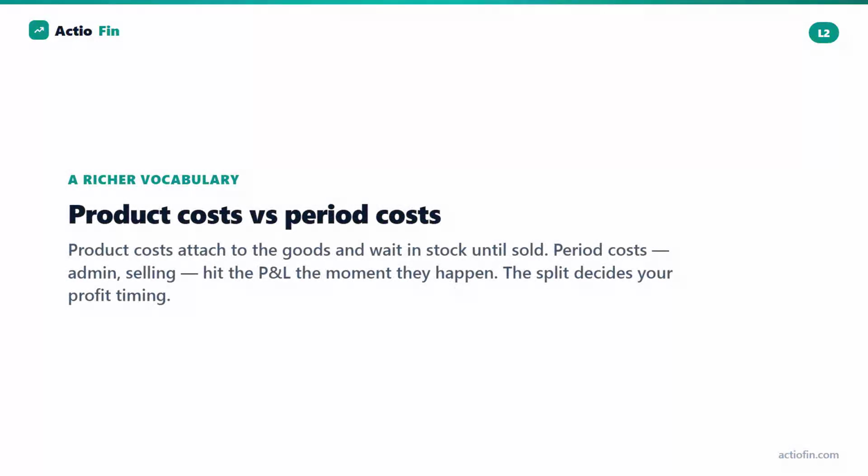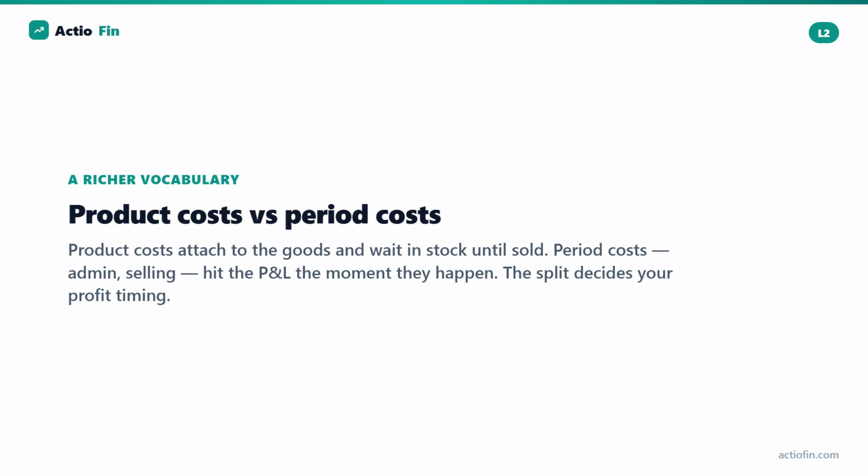There is a second classification worth knowing, because it controls when costs hit your profit. Product costs are the costs of making the goods: materials, factory labor, factory overhead. They attach to the product and sit in inventory until the item is sold, only then becoming an expense. Period costs, like head office admin and selling expenses, are charged in the period they occur, regardless of sales.